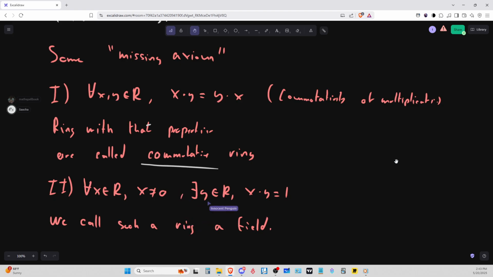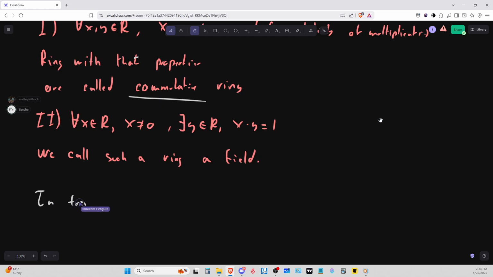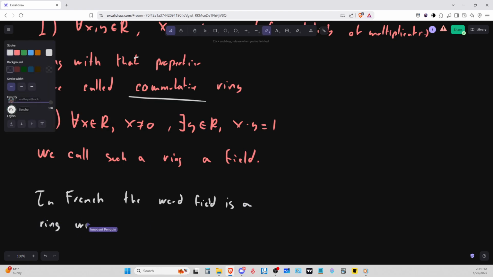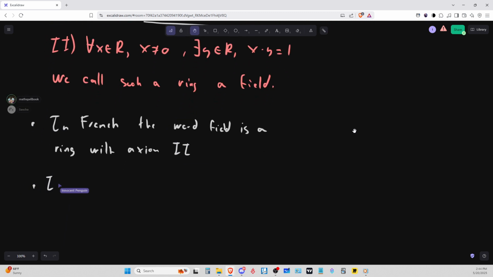Here I have to confess some unfortunate language difference between French and English. In English, usually the word field means a commutative ring, which, again, maybe I will write at the bottom. In French, I was supposed to write French with a big F, in English. That's also a language difference. In French, the word field is a ring with axiom 2.